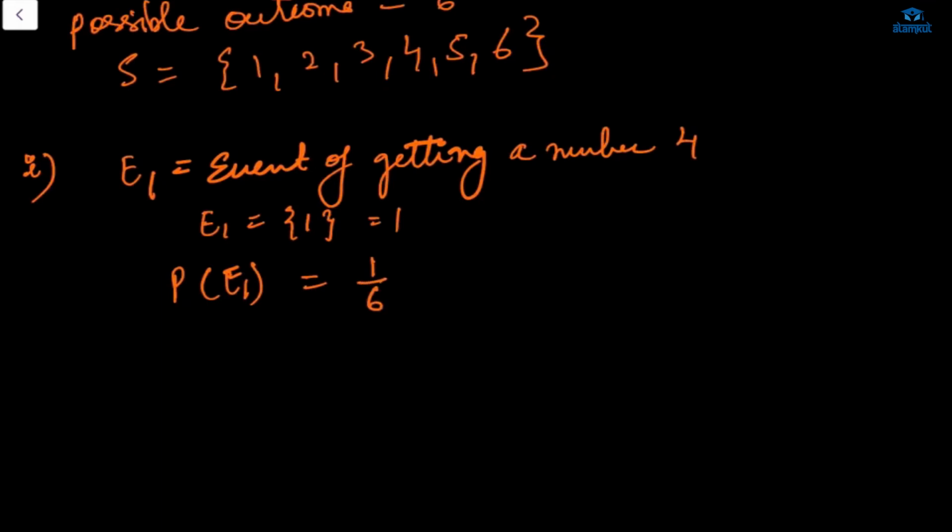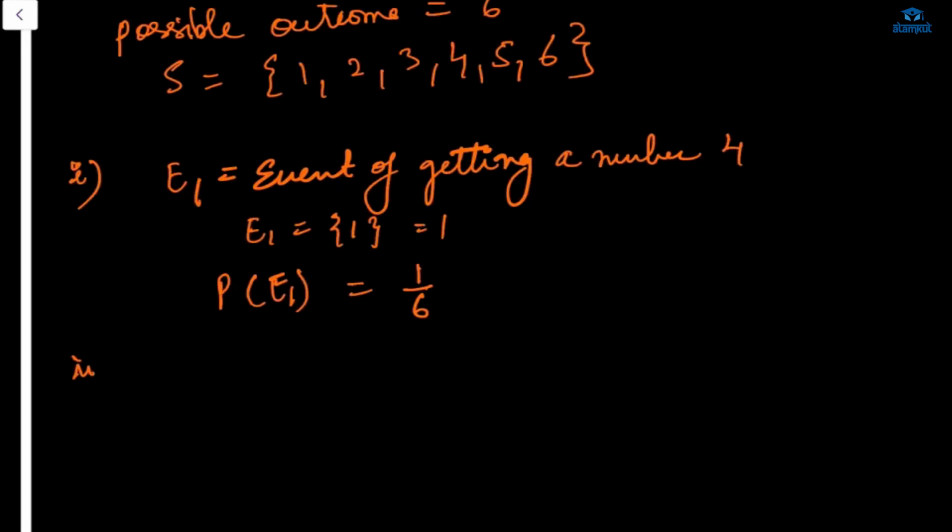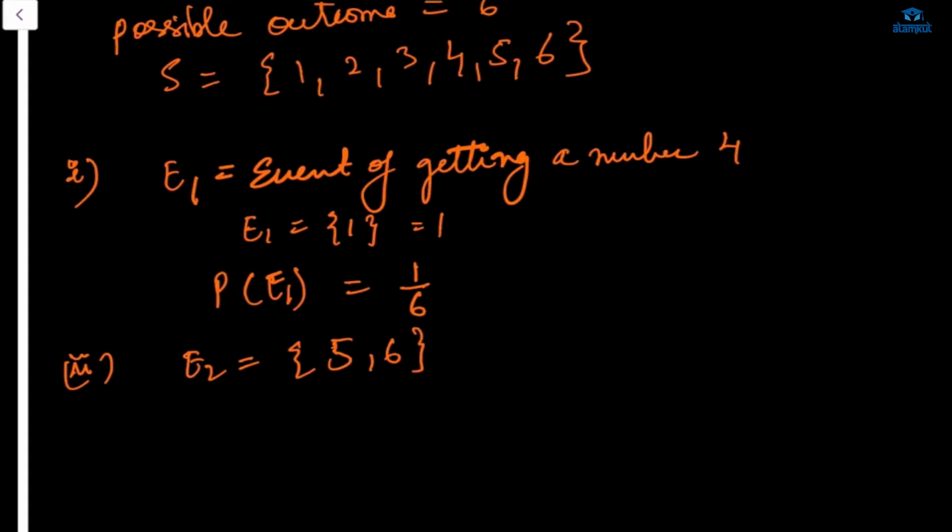Now, similarly, we are going to see for all other sections. A number greater than 4. In the event of getting a number greater than 4, how many numbers will we have? 5 and 6. Only 5 and 6 are greater. So in the second one, you will be having E2, in which the sample space will be 5 and 6. That will be 2 only. So P(E2) will be equal to 2 by 6, that is 1 by 3. Okay. Understood?